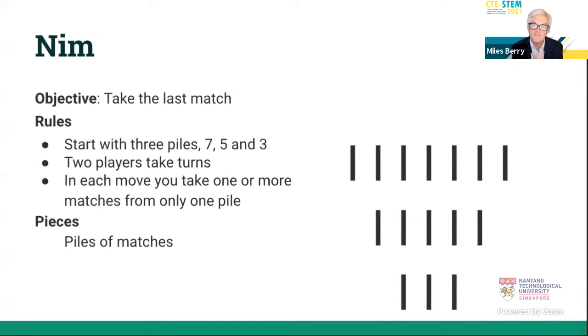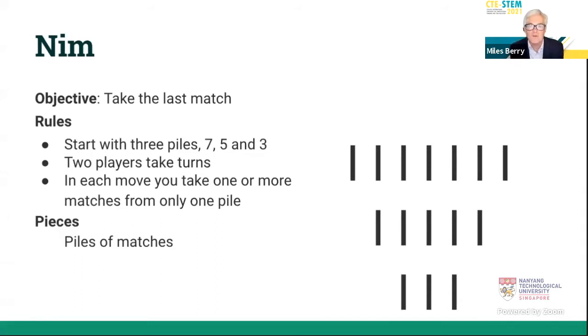And games are different from play because games have rules and games have objectives, much in some sense like school. School is a game, but school is definitely not just play, is it? So in NIM, we start with 3 piles, a 7, a 5, and a 3. The players take it in turns, playing with the same pieces on the same board, which is a property of these NIM-like games. In each move, you can take one or more matches from only one pile. Your objective is to be the player who takes the very last match, and the pieces you use, as it says, are piles of matches.